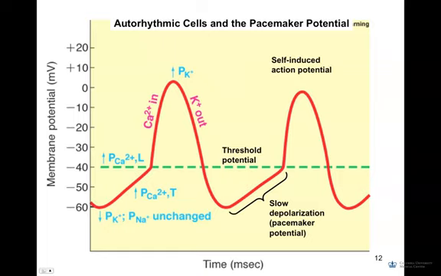Okay? Eventually they hit some sort of threshold potential, and all of a sudden they fire this action potential. They depolarize, fast depolarization, and then the fast repolarization. Okay? And then again, they spend a brief period of time at -60, and then they slowly start to depolarize again until they hit threshold again. Okay? So that's the behavior of these autorhythmic cells.